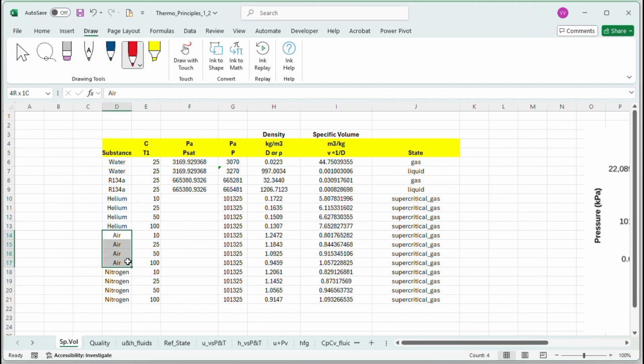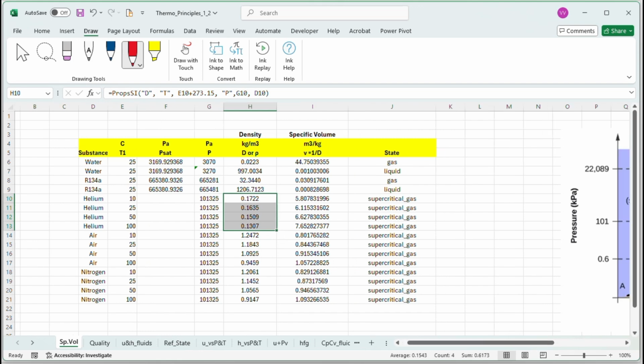And the same way for air, using the temperatures and atmospheric pressure, this is how the density varies. You can see as the temperature increases, density decreases for all of these, right? Okay, so that is very simple, calculating specific volume with CoolProp by indirectly estimating it, taking the inverse of the density.